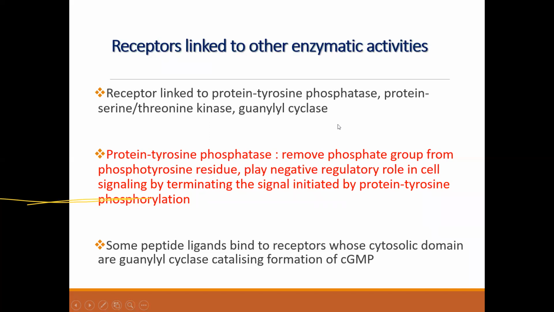The fourth group of the cell surface receptor is the receptor that links to another type of enzymatic activity, not tyrosine kinase. For example, linked to another type of enzyme, like a tyrosine phosphatase, protein serine threonine kinase, or guanylyl cyclase.